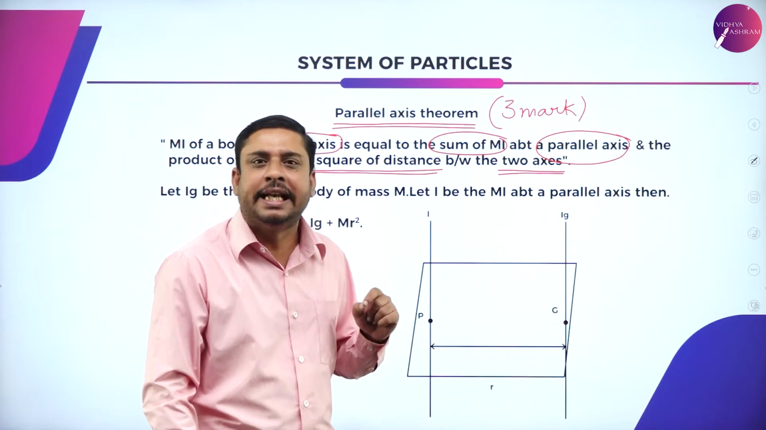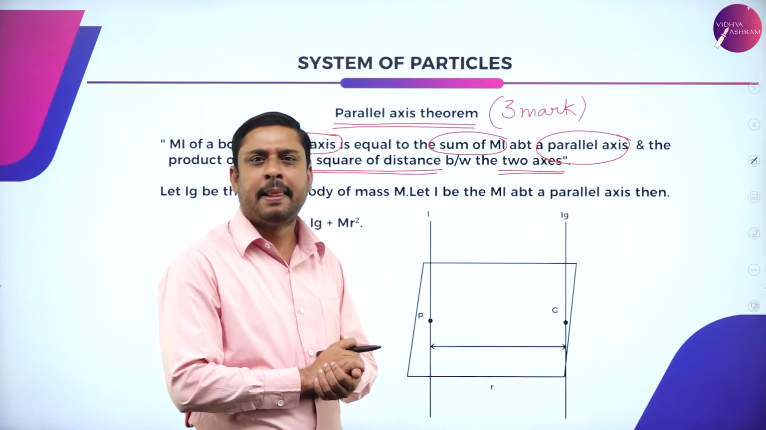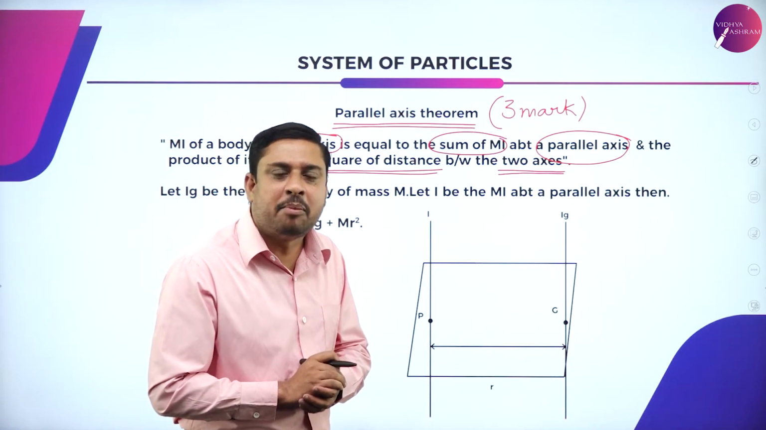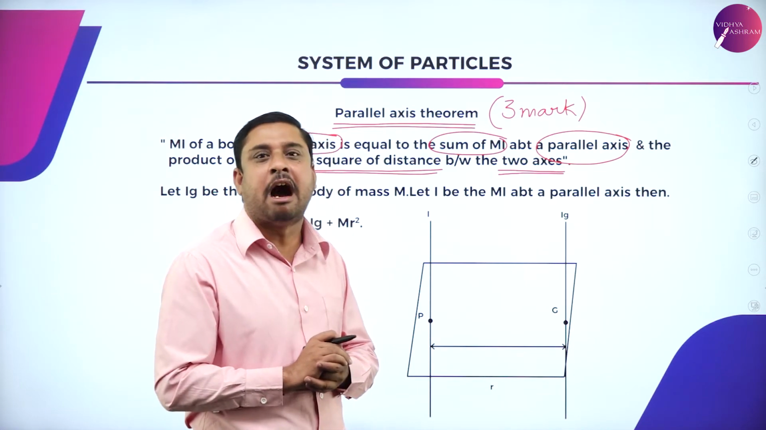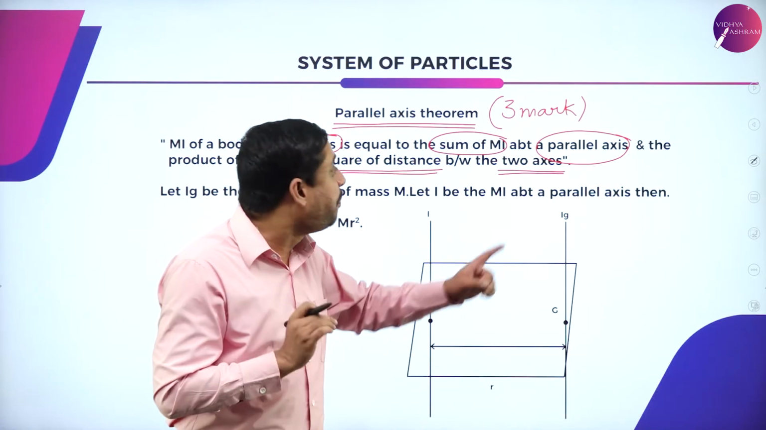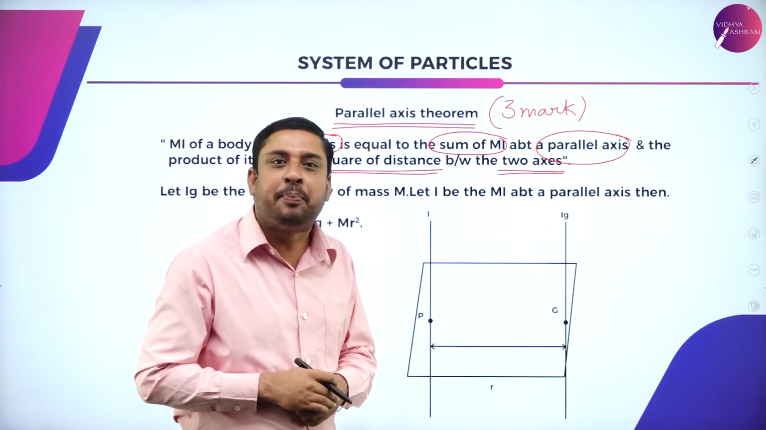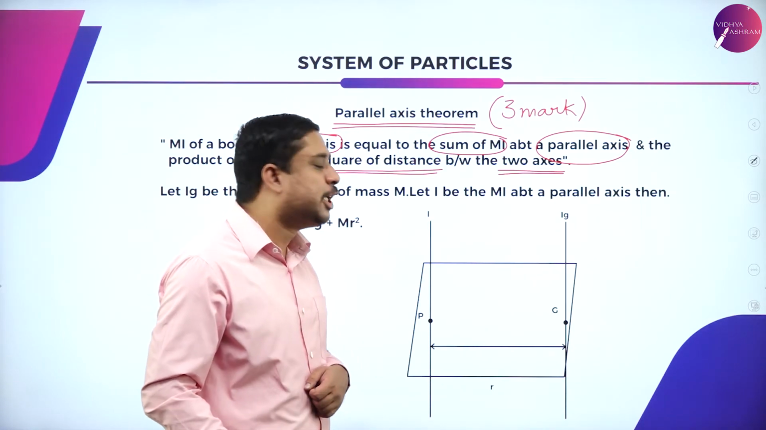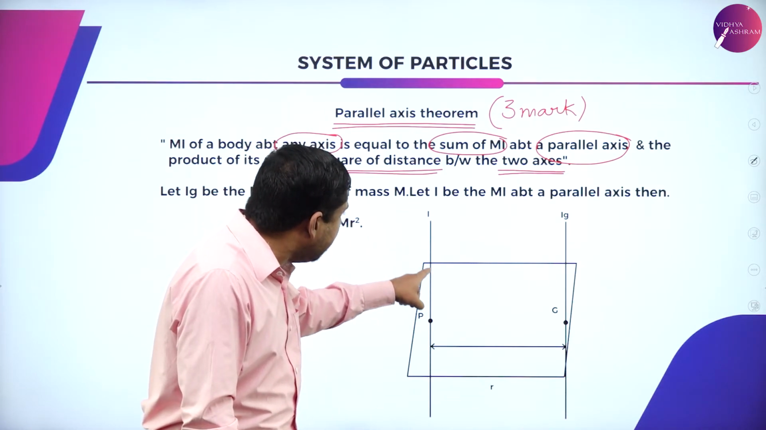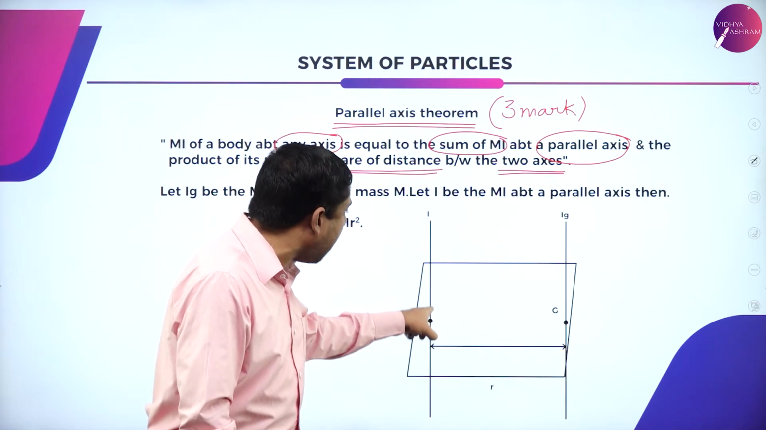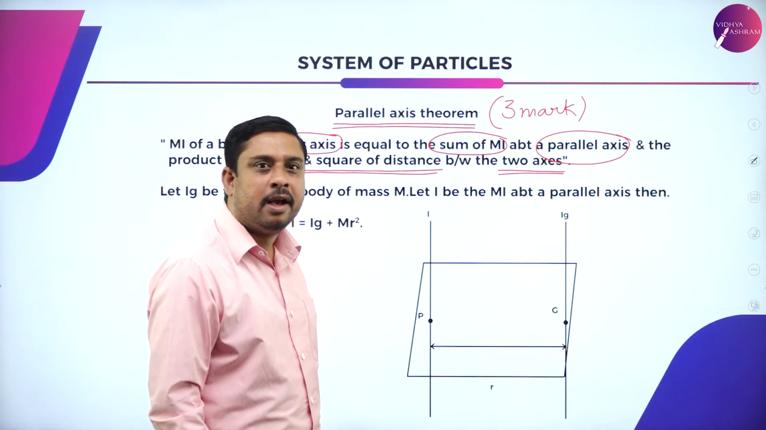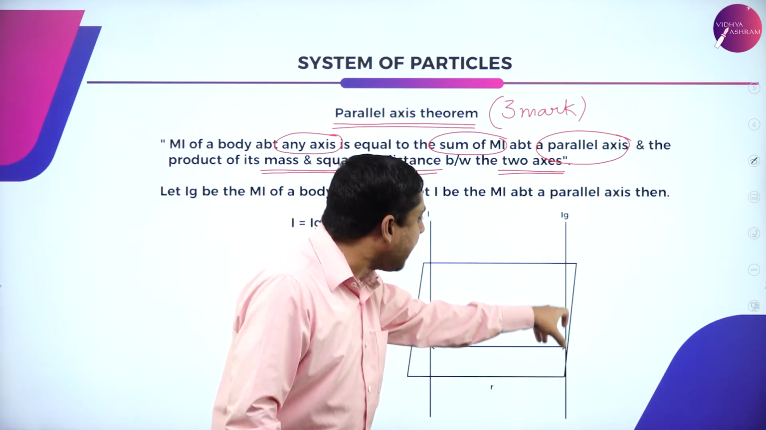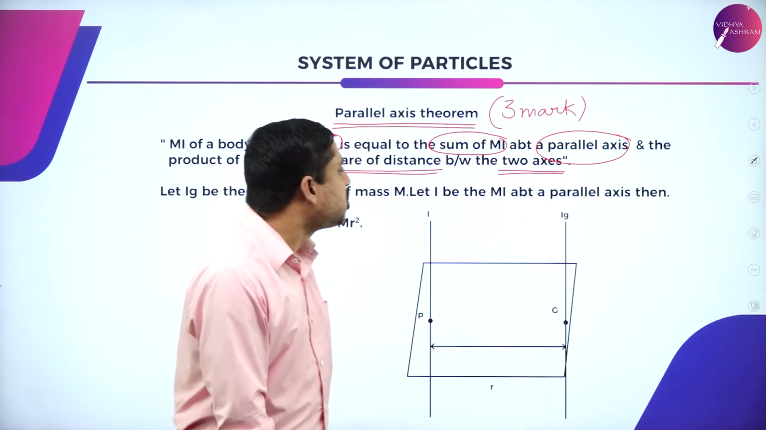Moment of inertia of a body about any axis should be equal to the sum of moment of inertia about a parallel axis and the product of mass and the square of the distance between the two axes, which means I is the moment of inertia about this axis. To find this moment of inertia, I will construct a parallel axis whose moment of inertia is Ig.